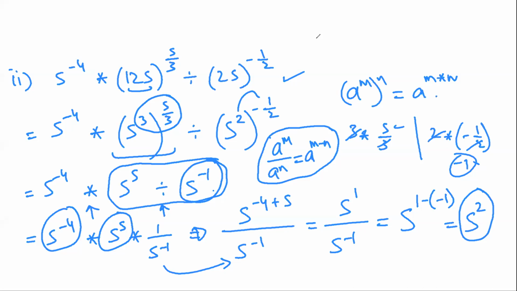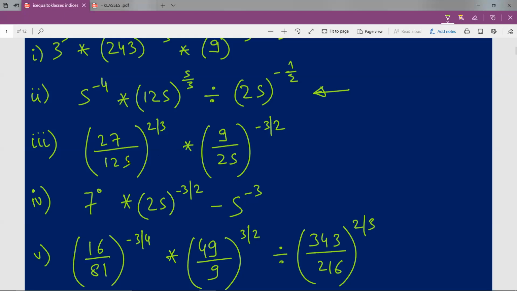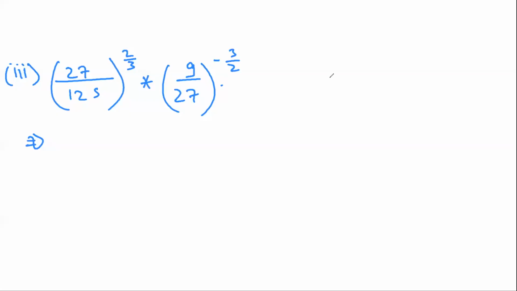The third question says 27 upon 125, whole power 2 upon 3, into 9 upon 25 raised to power minus 3 by 2. Again, I request you to note this question and we'll start solving this. Okay, so this is the question.